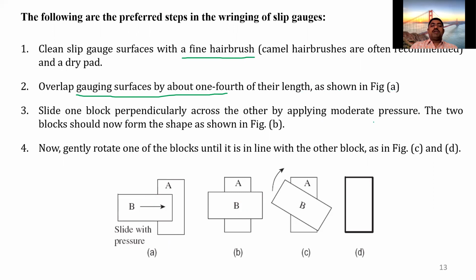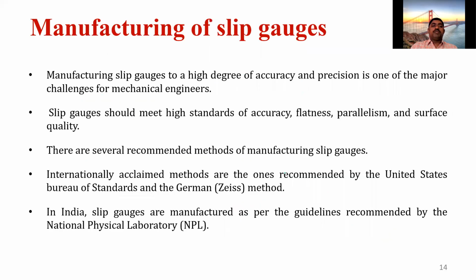We should not apply undue pressure. The two blocks should now form the shape shown in figure B. And then gently rotate one of the blocks until it is in line with the other block, as shown in figure D. So this is the ringing procedure of the slip gauges.